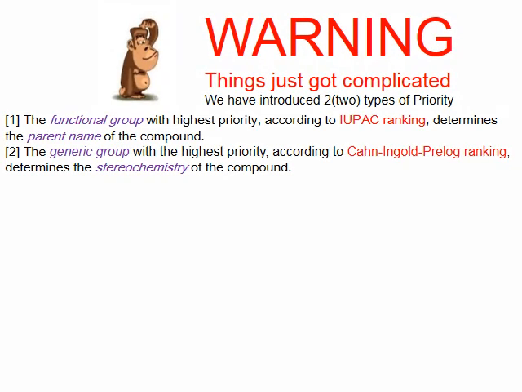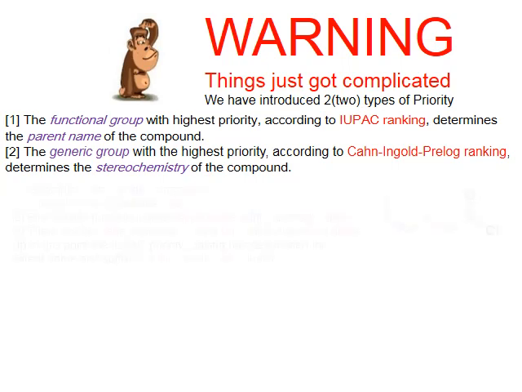Warning: things just got complicated. We have introduced 2 types of priority. 1. The functional group with highest priority, according to IUPAC ranking, determines the parent name of the compound. 2. The group with the highest priority, according to Cahn-Ingold-Prelog ranking, determines the configuration or stereochemistry of the compound.